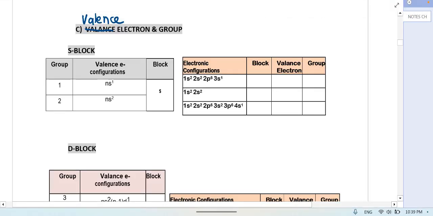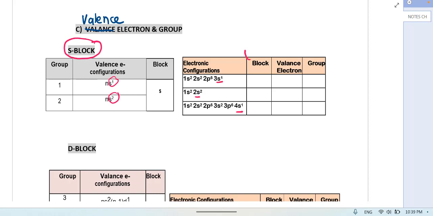Okay, next we look at how to determine valence electron and group. In order to determine valence electron, you need to determine block first. Different block, different way to determine valence electron. The easiest one is S block, because S block only has 2 groups, which are group 1 and group 2. 1 valence electron, 2 valence electron. So this is S block.